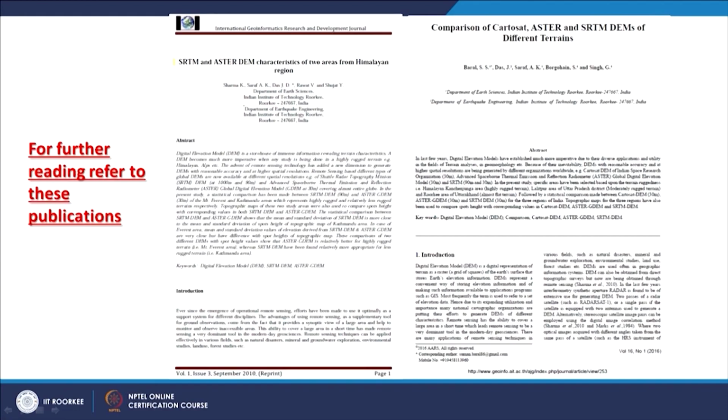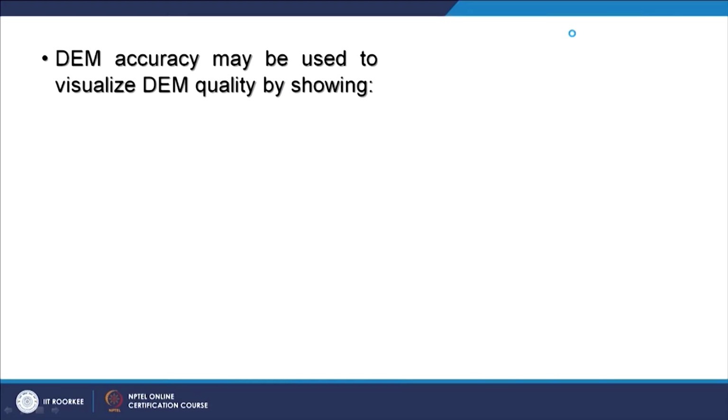Here are the SRTM and DEM characteristics for two Himalayan regions. One is for a very rugged region, one is for a less rugged region, and again there is a comparison of Cartosat DEM and other things. There also we have assessed the quality of a digital elevation model.